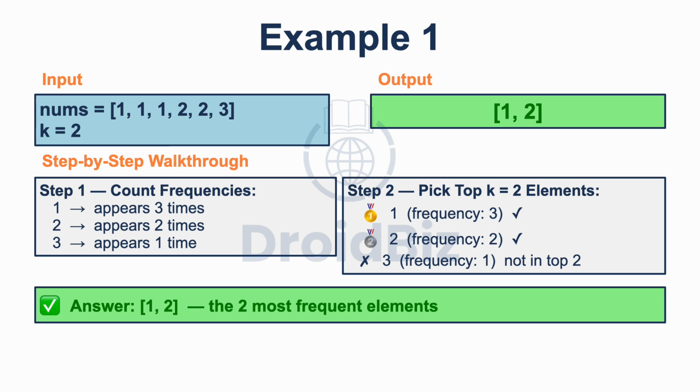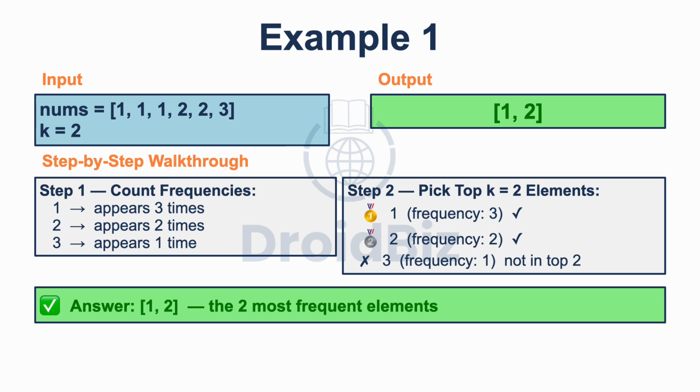We are given the array 1, 1, 1, 2, 2, 3, and k equals 2. Step 1. Count how many times each number appears. The number 1 appears 3 times. The number 2 appears 2 times. The number 3 appears 1 time.